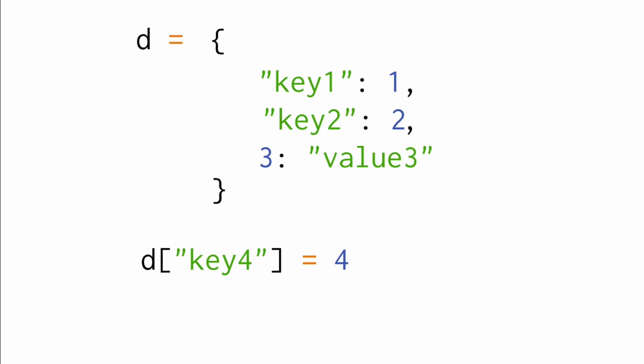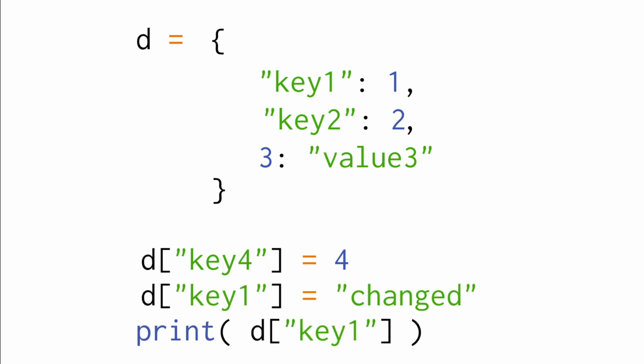We can also add new key-value pairs by putting an indexing expression on the left-hand side. So here, we're adding a new key-value pair that associates key 4 with 4. Or we can modify previous values using the same syntax. So this expression is overwriting the previous value assigned to key 1 to be "changed". Now, if we print out D sub key 1, then we get the string "changed".